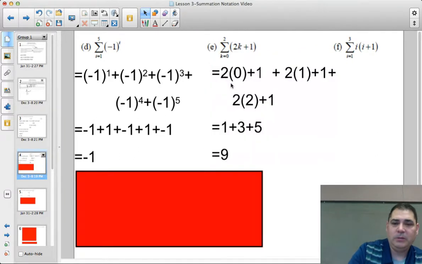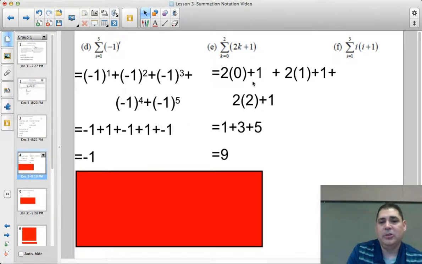All right, this one is actually pretty easy. You put 0 in for k. 2 times 0 plus 1. 2 times 0 is 0 plus 1 is 1. Then you're going to put 1 in. You get 3, and then you put 2 in. You get 5. So again, you're going to evaluate each one separately, and at the end, add them together. So your final answer is going to be 9 for that one.